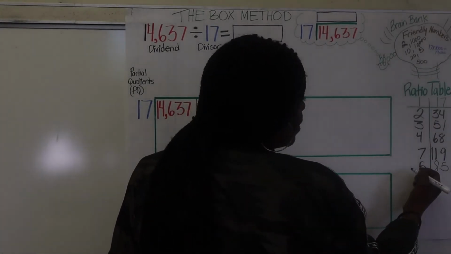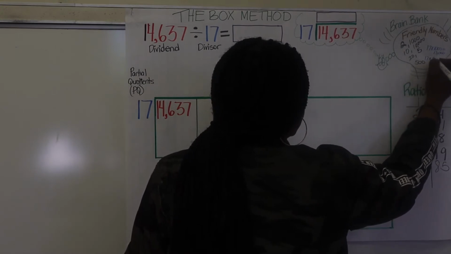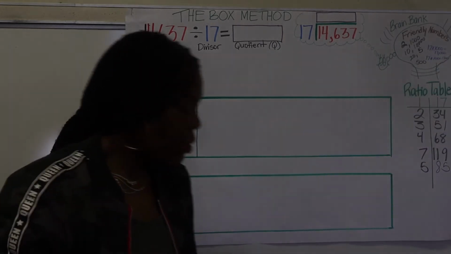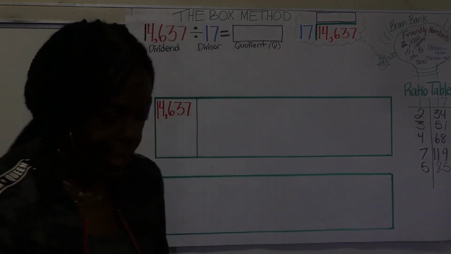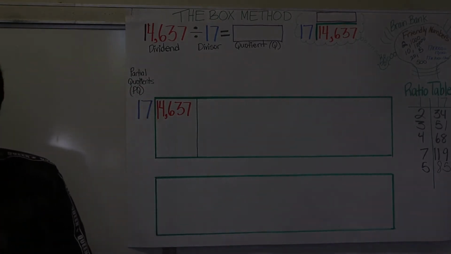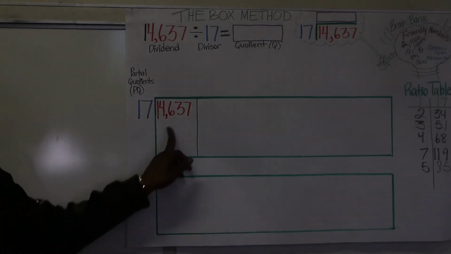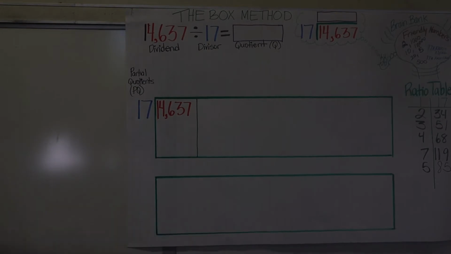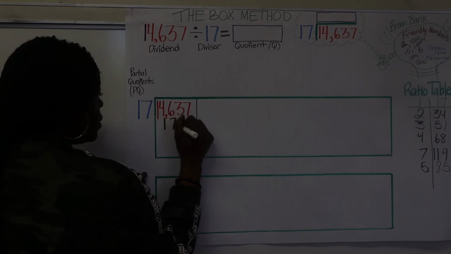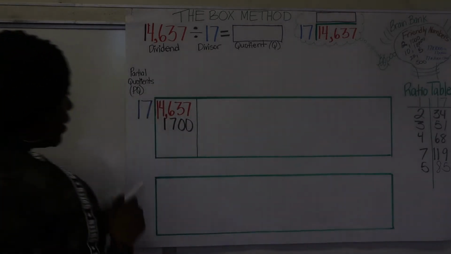1,600. All right, hand and eye. So 17 times, feet check, 3, 2, 1, and 0. So my question to you then is, what am I going to put right here? 1,700. And then what is my partial quotient going to be? 100. That's what's going to go up here.